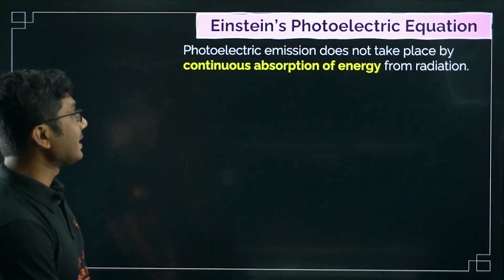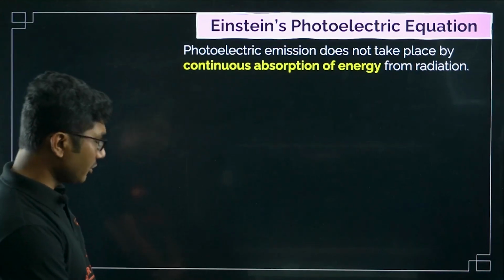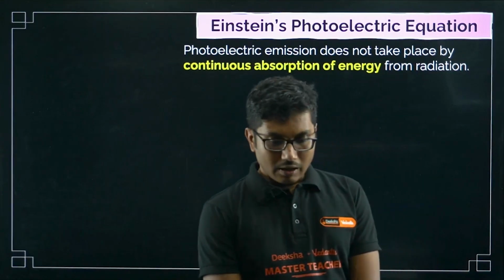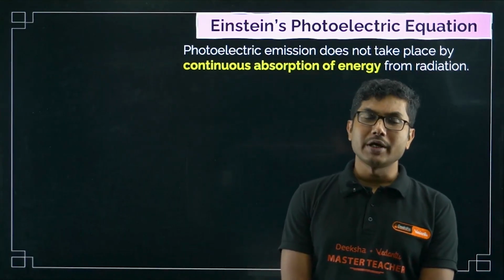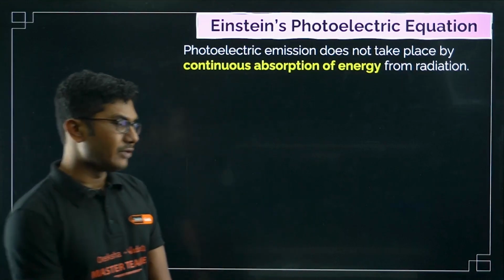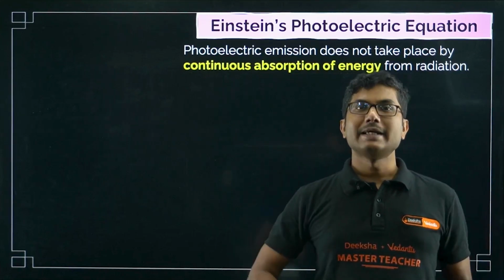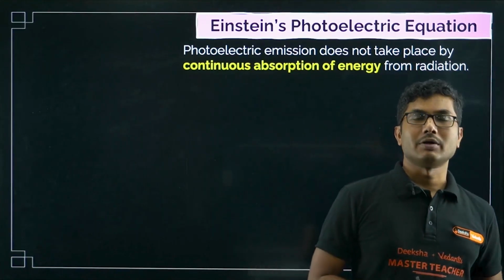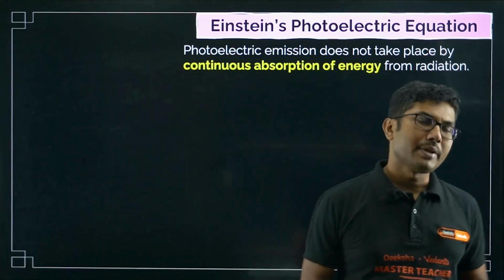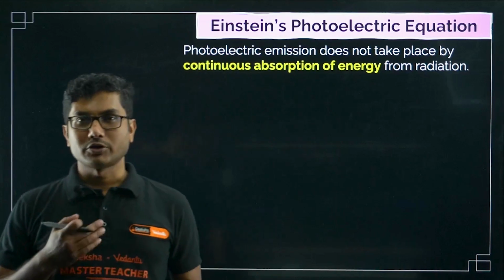Now what he said is that photoelectric emission does not take place by continuous absorption of energy from radiation. Initially, photoelectric emission was compared to thermionic emission. In thermionic emission, you are heating a metal and the metal is absorbing the heat energy, and that heat energy is in turn passed to the electrons. Then the electron is getting some energy slowly, and then it is coming out of the metal surface. That is thermionic emission. It takes some time for the entire process to happen.